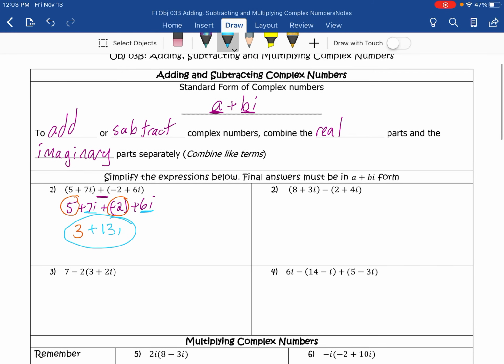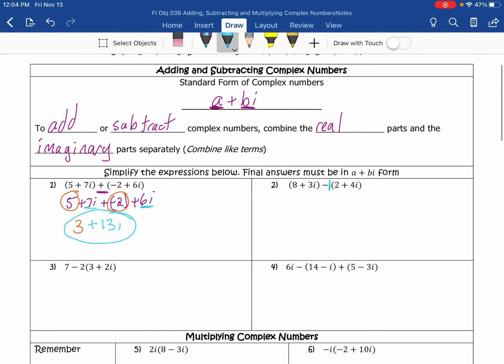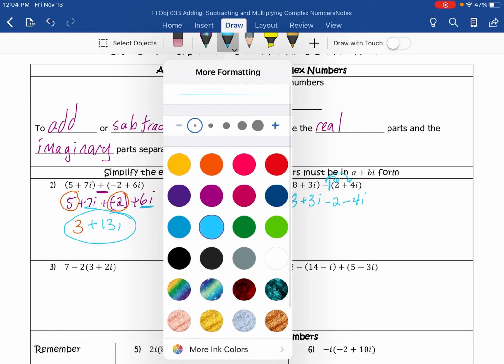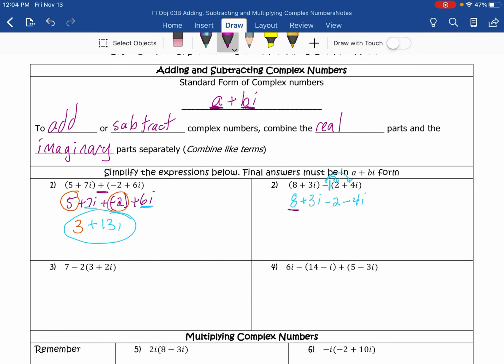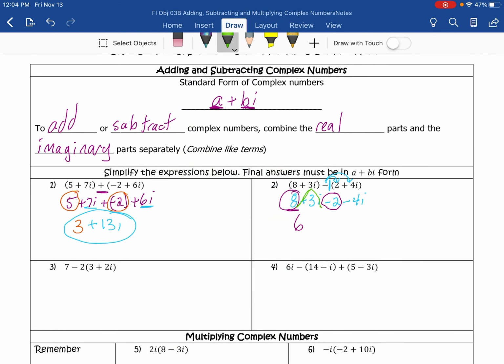It gets a little tricky when you have minus, okay? So what I want you to do is put a 1 there. Anytime you have a negative, you treat it like a negative 1. And I want you to do distributive property because it does make things a little bit easier. So we're going to have our 8 plus 3i minus 2 minus 4i because I did distributive property. Once I do my distributive property, I'm going to do the same thing. I'm going to combine my like terms. So I have a positive 8 and a negative 2. So that's going to be 6. And then I have my positive 3i and my negative 4i, which is going to be negative 1i, or you could also have just plain old i. Both of those are acceptable answers.